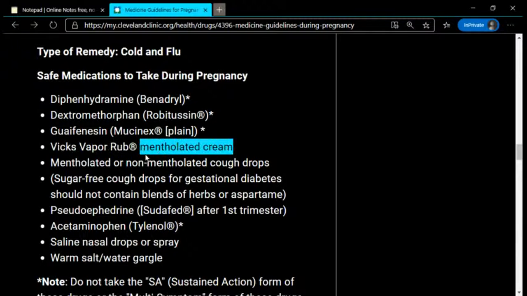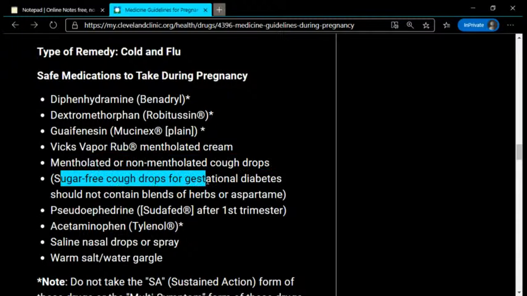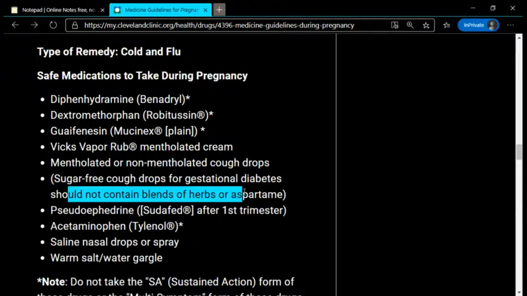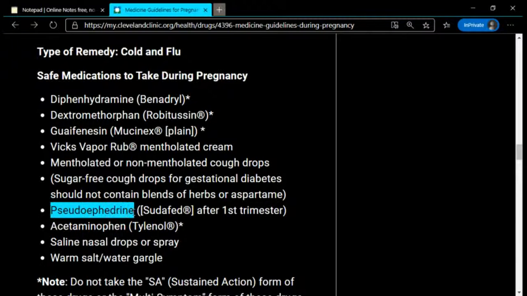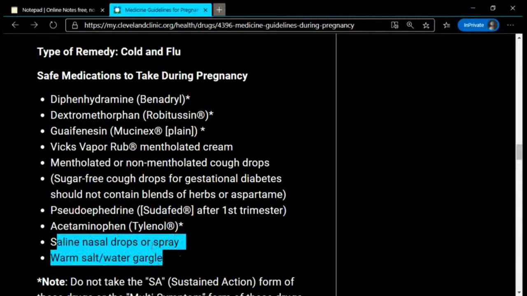the cream, mentholated or non-mentholated cough drops, sugar-free cough drops for gestational diabetes, which should not contain blends or herbs, aspartame, pseudoephedrine after first trimester, acetaminophen, also an important drug, and we have the saline nasal drops or spray, warm salt water gargle.